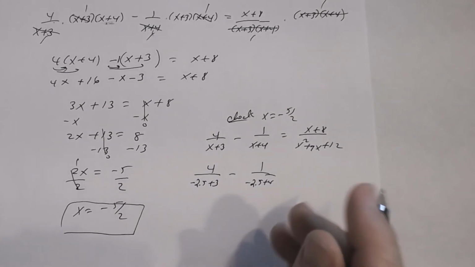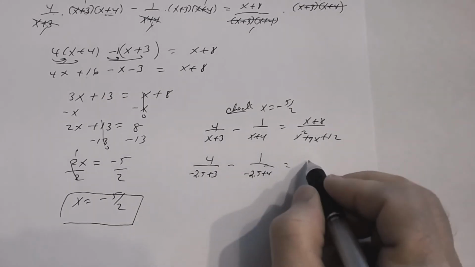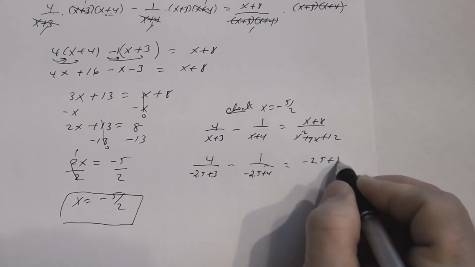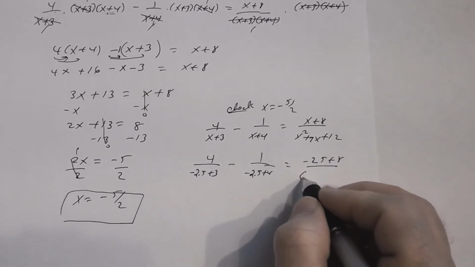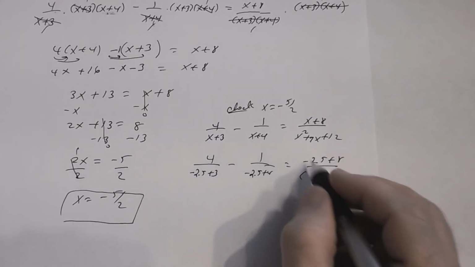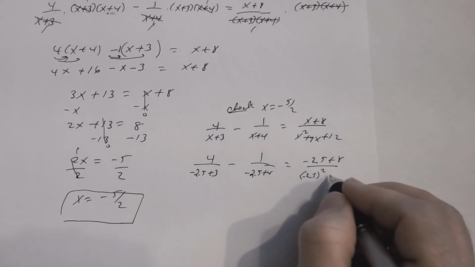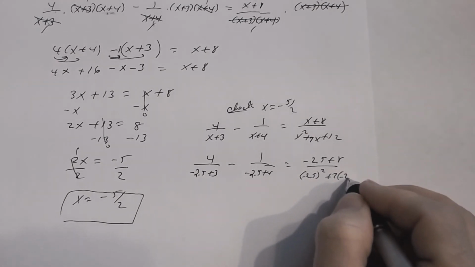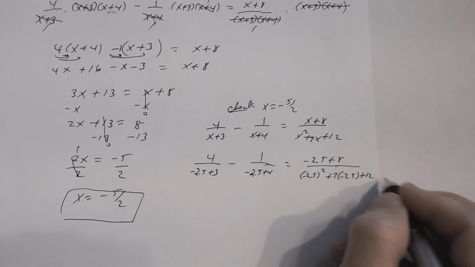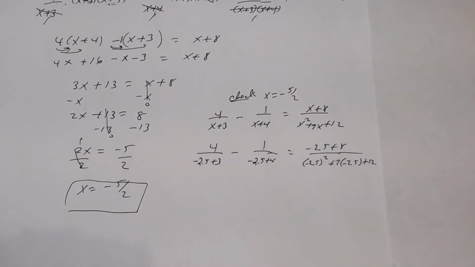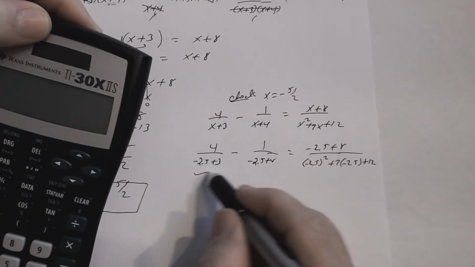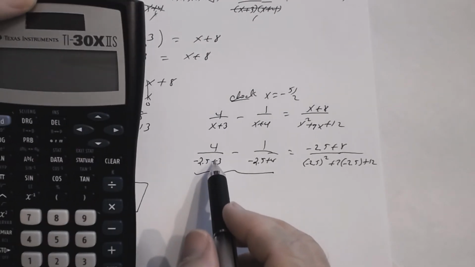Since it terminated, you can do that. Equal, and then -2.5 plus 8 divided by, remember you're squaring now right here. So -2.5 squared plus 7 times -2.5 plus 12. All right, so see, it's going to get a little bit complicated. All right, so this is what I would do.